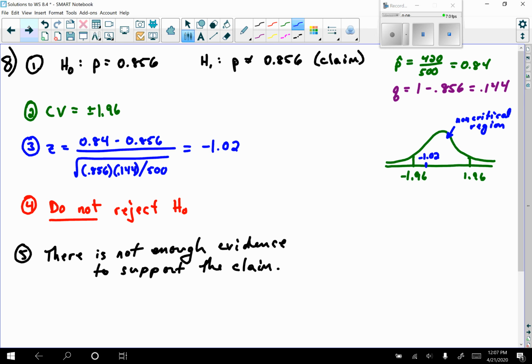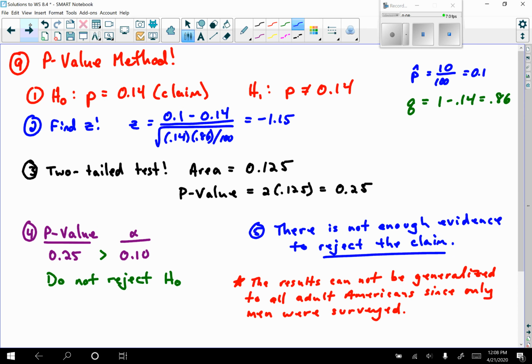Looking at the sketch here, it turns out to be in the non-critical region, so we do not reject the null hypothesis, which in a way means we go with it. So in this case, we would say there is not enough evidence to support our claim, again, because our claim is the alternative hypothesis. So now in the last 3 examples, we're using the p-value method. So we don't find critical values here.